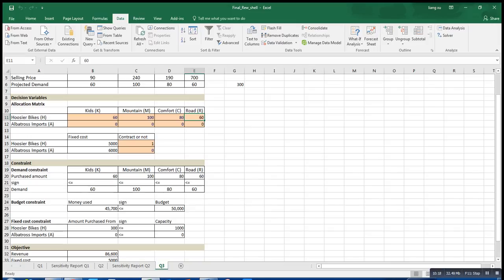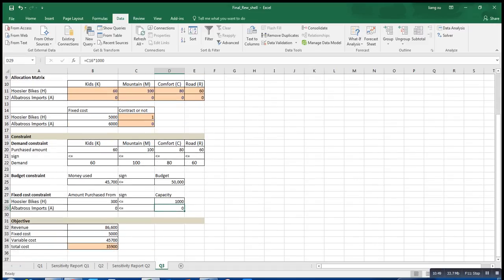And as you see here, on the capacity constraint, since you do not contract with supplier B, you don't actually purchase anything from supplier B. Since you contract with supplier A, the Hoover bike, you can purchase from them. As you see here, this arbitrarily large number ensures that you can buy as many as you want. And this is your total cost.